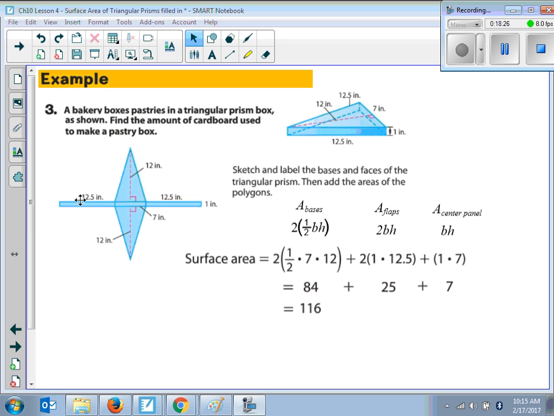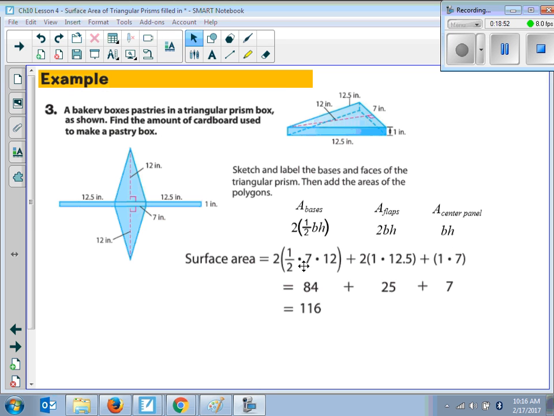And we've got the flaps over here. Those flaps are rectangles, so that's base times height. And if you look, they're exactly the same, right? So that's why we multiplied times 2. You with me? Okay. And then we've got that center panel right there in the middle, which is also a rectangle. There's only one of them that size, so it's base times height. So those are the formulas.